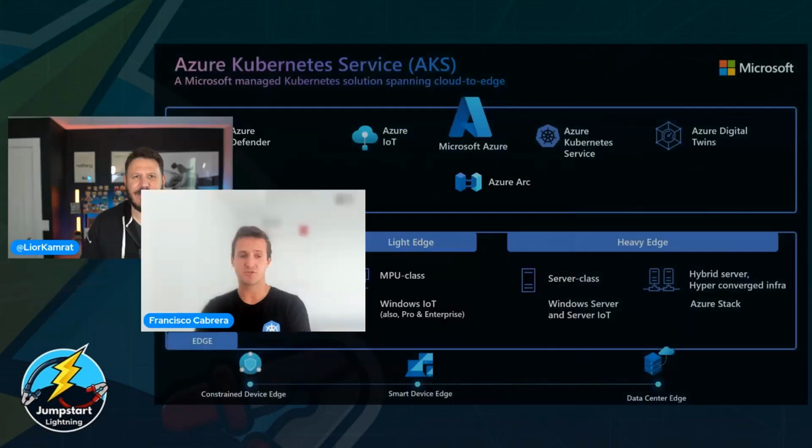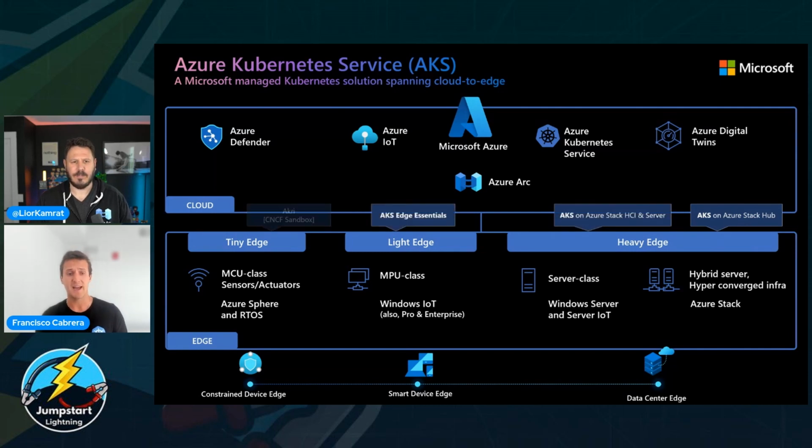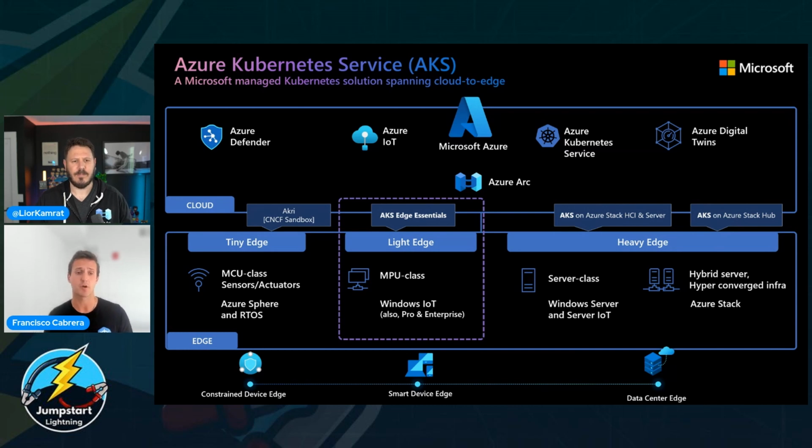Yeah, as you're saying, I'm pretty sure you're familiar with what the edge means. In our team, we like to divide that edge into different segments. We have the tiny edge with the MCU class, more like sensors and actuators. We have the light edge, which is the MPU, the PC class hardware, a lot of devices like Intel NUCs, i5, 4GB, 8GB of RAM. And then we have the heavy edge, which is the server class hardware. In our AKS hybrid offering, we have AKS on Azure Stack Hub, AKS on Azure Stack HCI, and now we're bringing AKS Edge Essentials, which is what I'm going to be talking about for this specific Light Edge segment. It's a super exciting space.